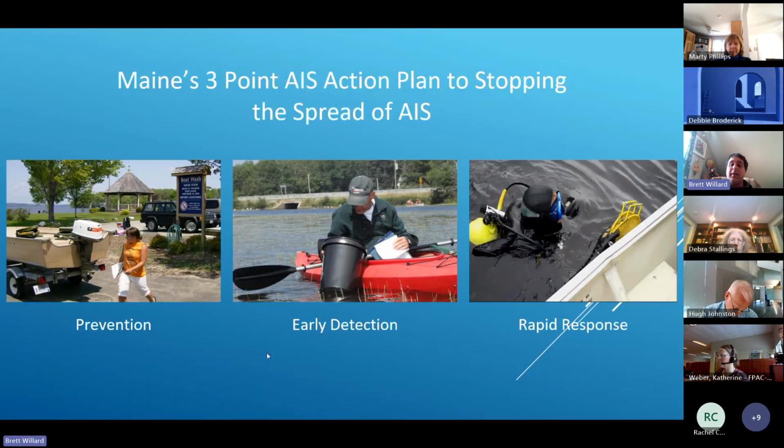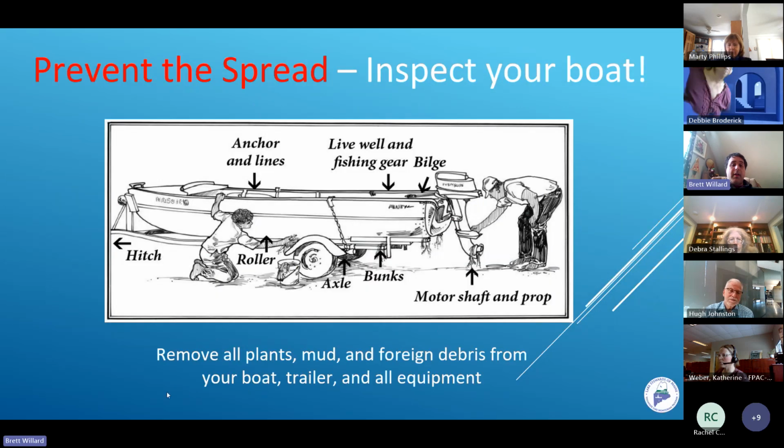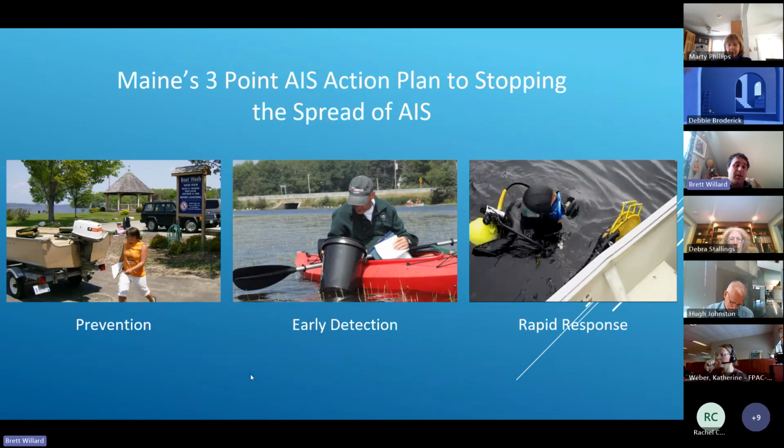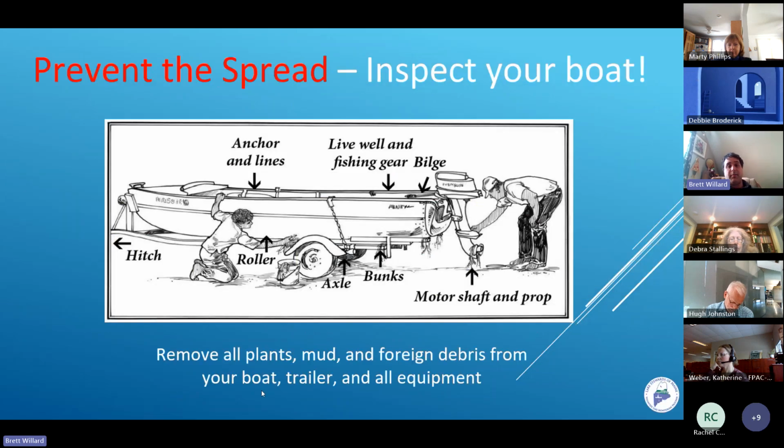Okay, so now we're going to talk about what you can do. Maine has a 3-point action plan to stop the spread of aquatic invasive plants, which includes what we call prevention, early detection, and rapid response. And for the purpose of this presentation, we're going to focus on prevention and early detection. So prevention. Prevention means physically stopping plants from entering your lake.